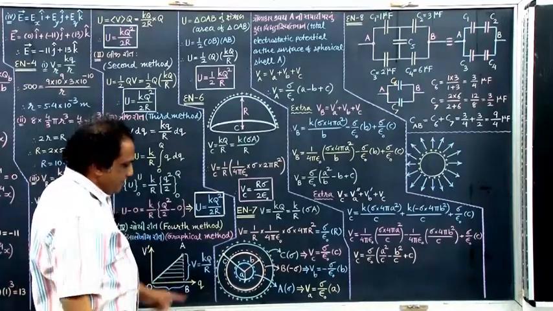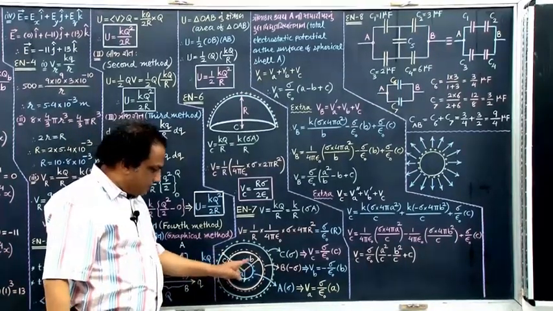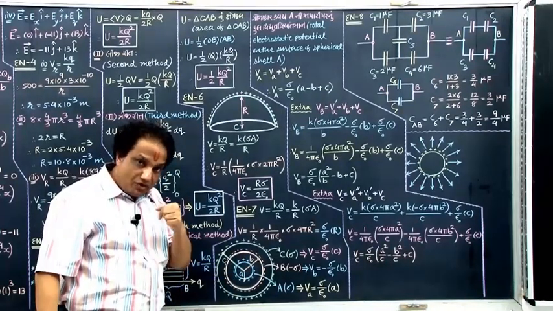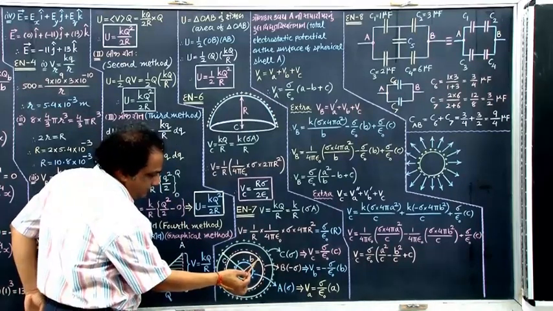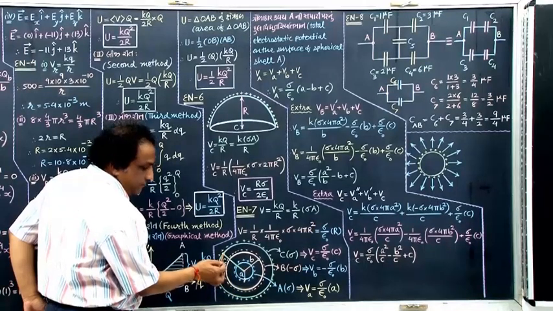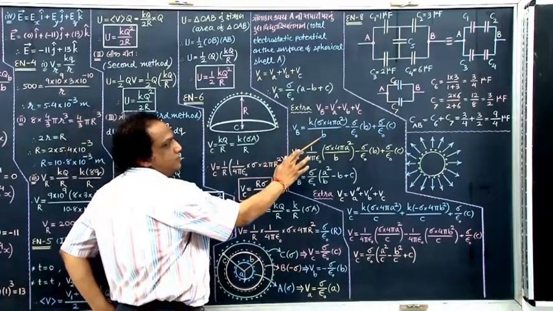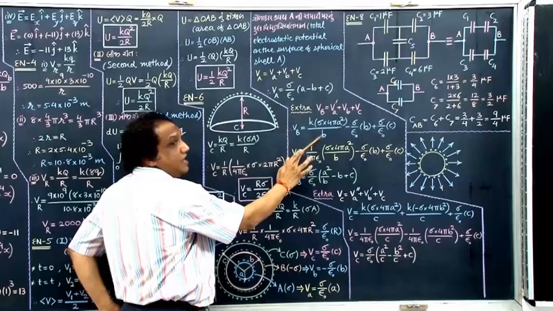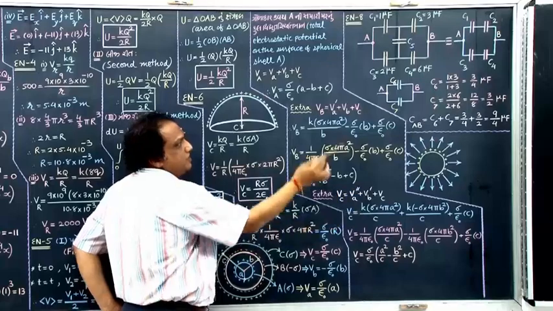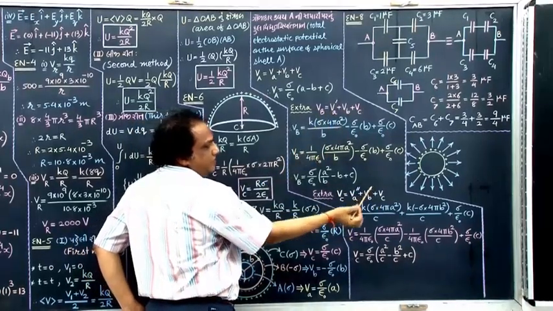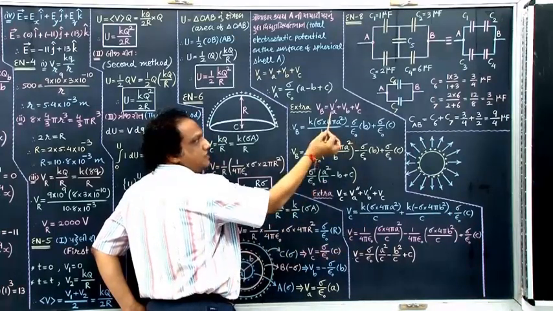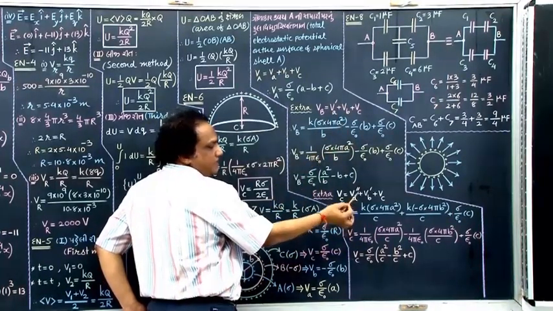Now tell me, this point is located outside the cell A, and so the potential will be K into charge upon distance. Earlier the distance was this much, correct? But now the distance is this much. So because of this change in distance, I am just changing the symbol of the potential. Instead of VA dash, I am putting VA double dash, correct? Because there is a change in this distance, I must change the symbol.